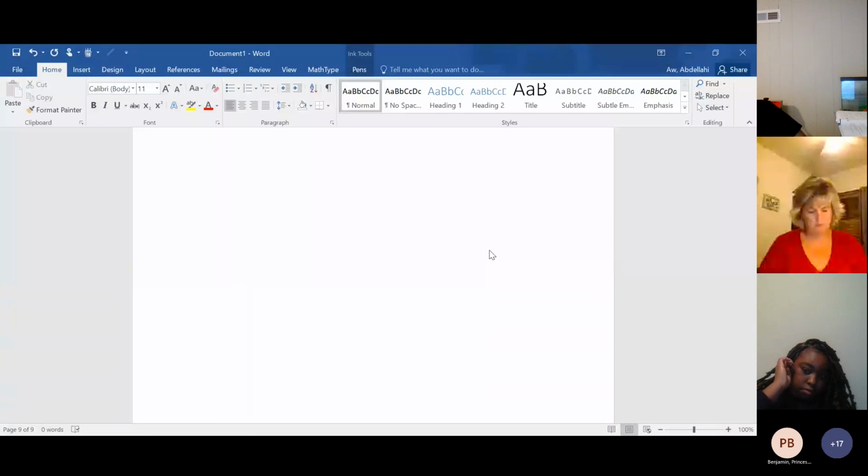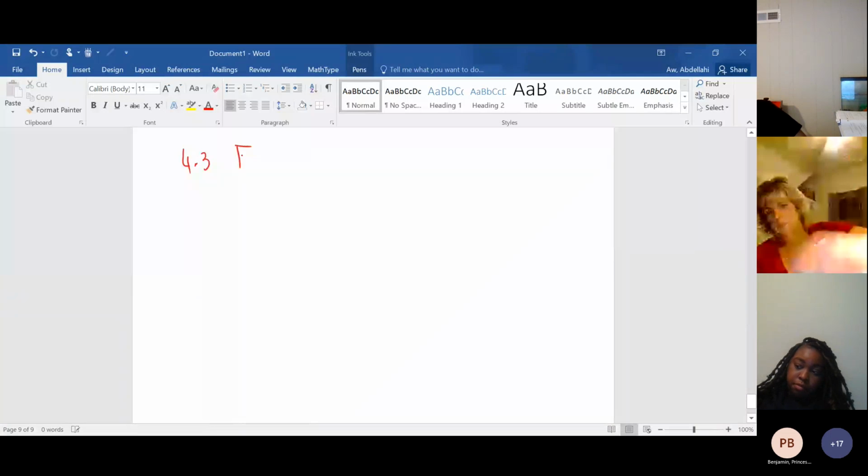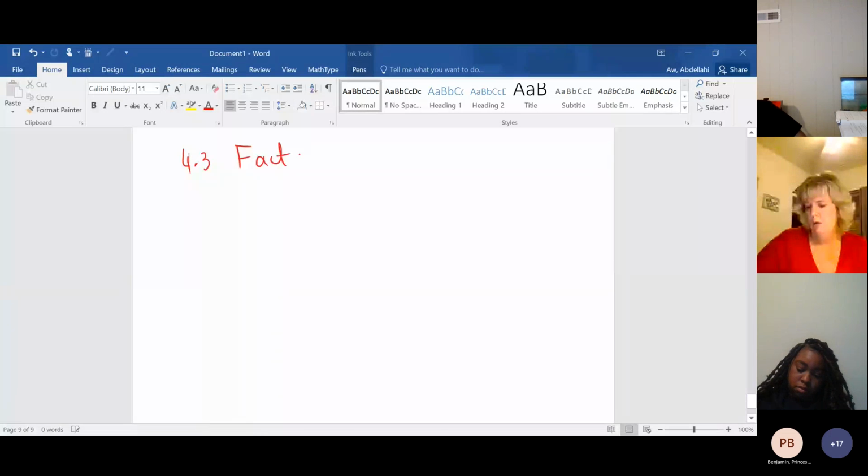All right, so now we're going to open up, and this right here is factoring. I think it's 4.3. Factoring trinomials. This one can be even easier. Trinomials with leading coefficient 1.